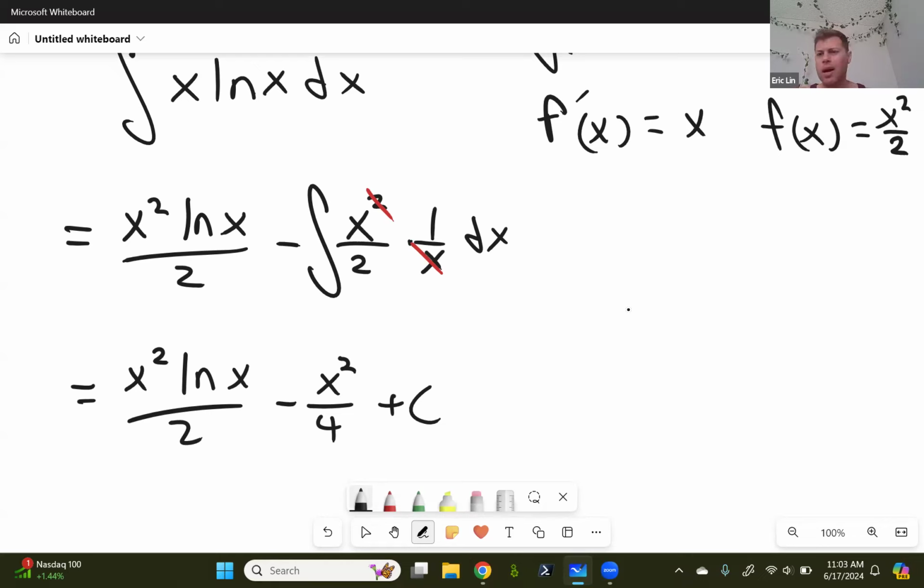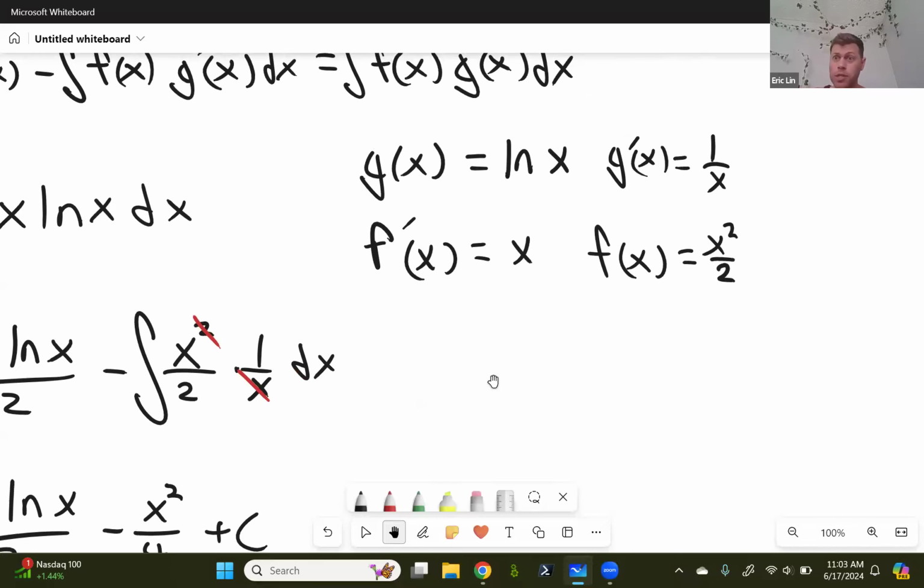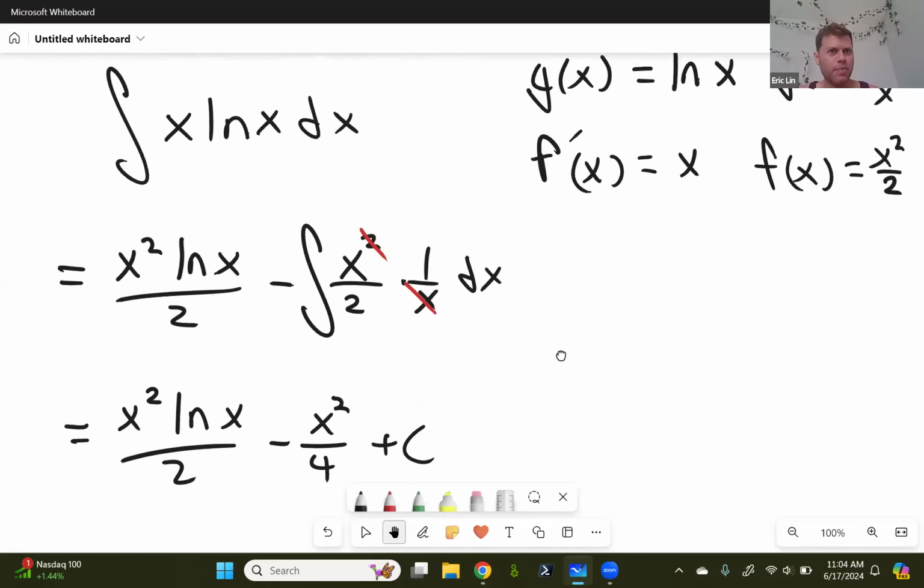And so I just wanted to throw this one at you to show you that sometimes you do need to make oddball choices for what your g and what your f prime is. It's not as simple as, oh, that's a linear piece, or this is a power rule, so I know if I keep taking its derivative, it'll go to 1, or some other constant eventually. It's not always that simple. Sometimes you have to make weird choices.